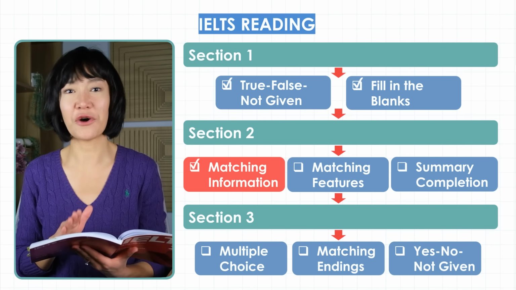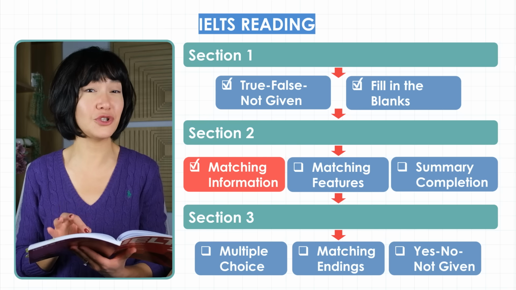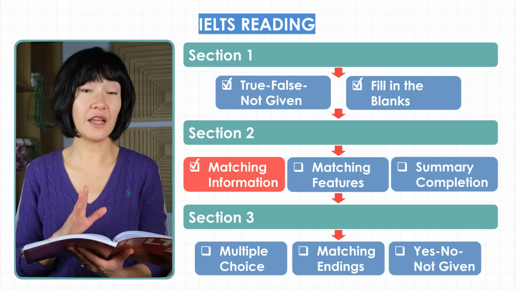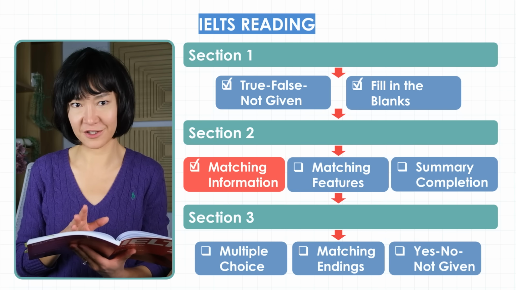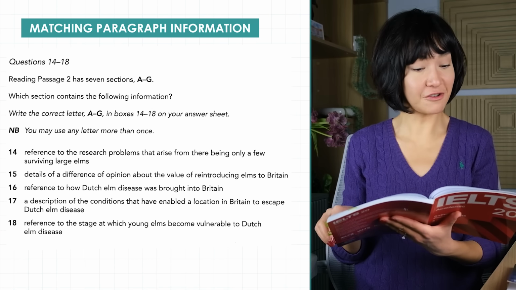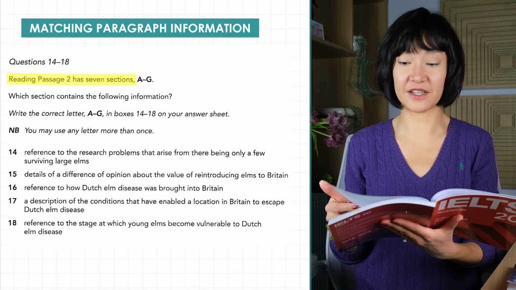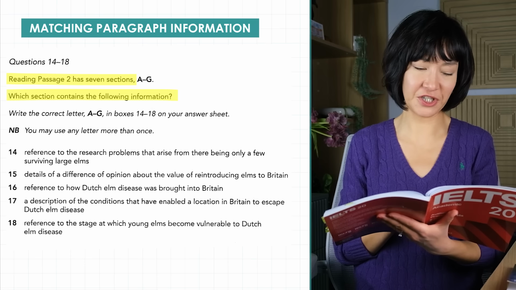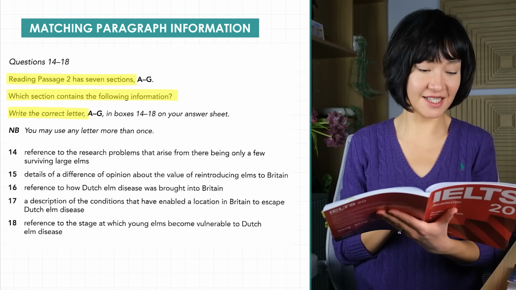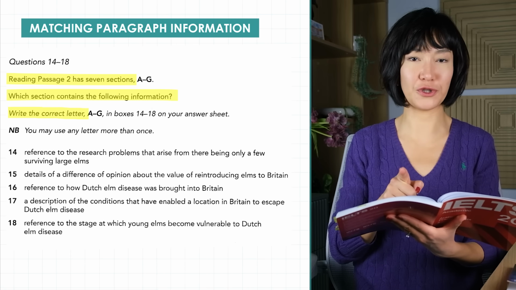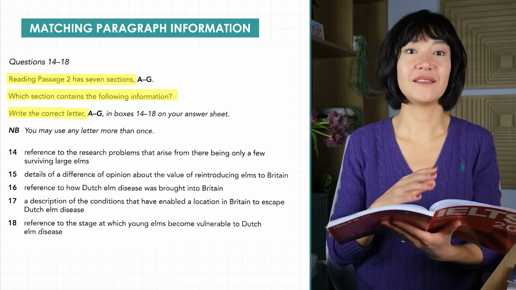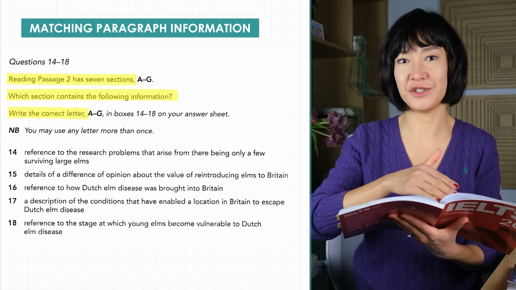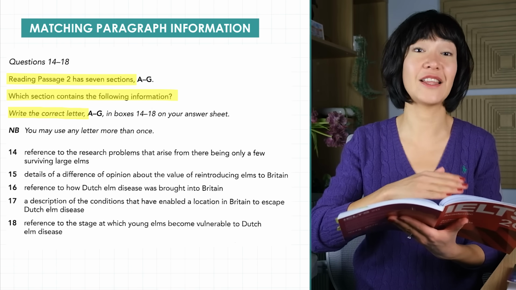It's such a common task today, but it's not easy to locate the answers for this one. So here is how you can solve it faster. Let's have a look. Our reading passage has 7 sections. Which section contains the following information? Write the correct letter. Yes, that's important. The answer is a letter, not a number. So if it's in the first section, the answer is A, not 1.